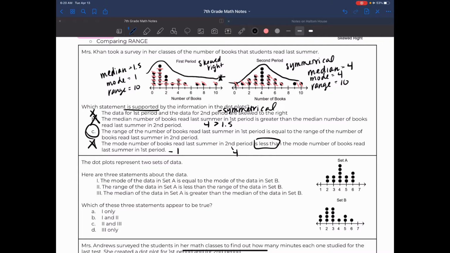But guys, I'm telling you, if you always read your graphs first, then look at your answer choices, it'll make going through your answer choices a heck of a lot easier.